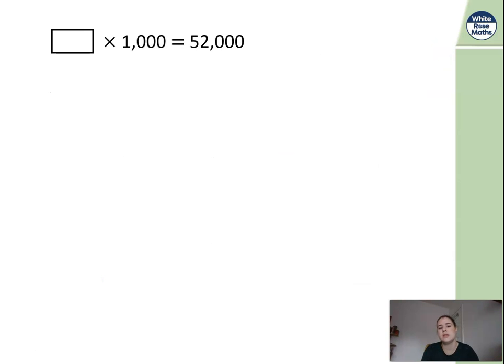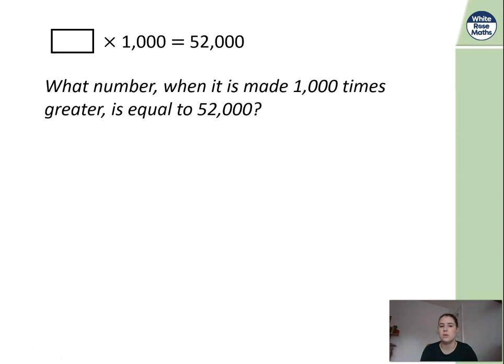So then, let's have a look at this question. Now we can already see here that this number has already been multiplied by 1,000. So in order to work out this missing box, we need to do the inverse. We need to do the opposite of multiplying, so we need to divide by 1000.